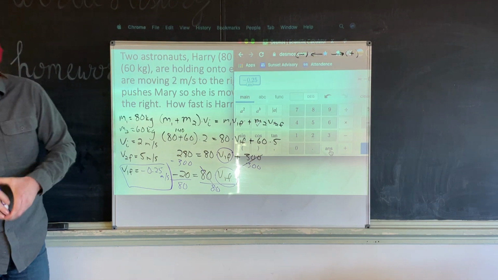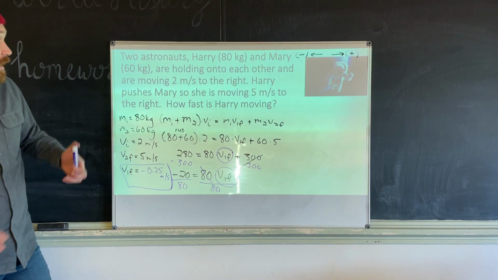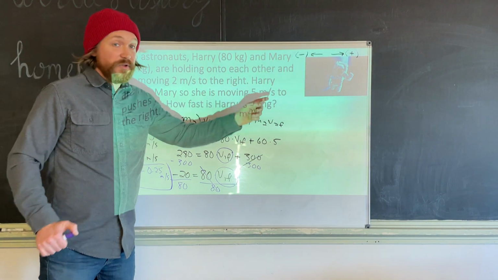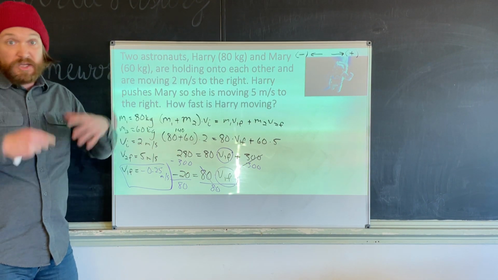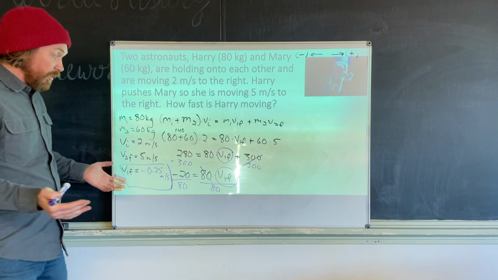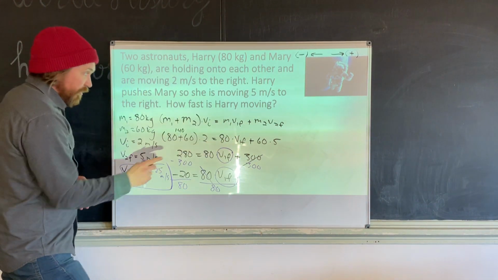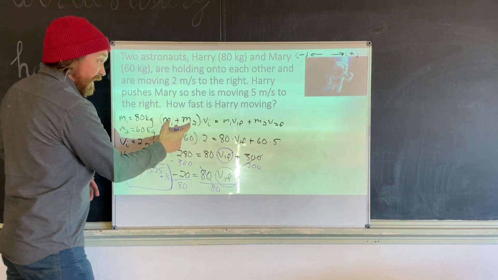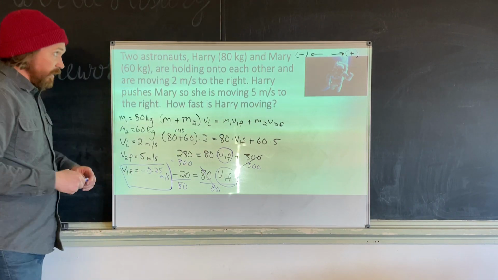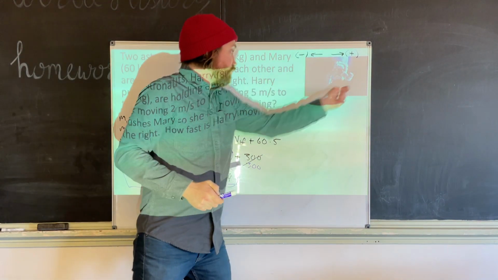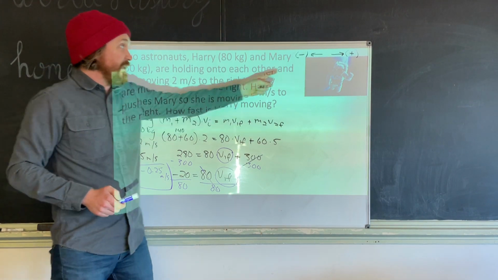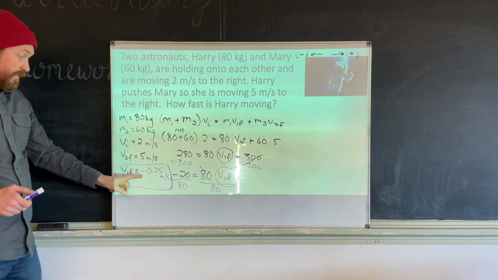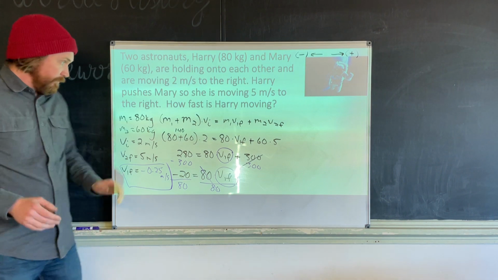Okay? Again, when they push, she ends up moving really fast, which means he has to move really slow. Okay? It's just the nature of the beast. He must have pushed her really hard. Okay? And remember, they start off separate, or they start off together. They end up separate here. She's going to the right, which we said is positive, right? So he's got to be going to the left, which means his velocity will be negative.